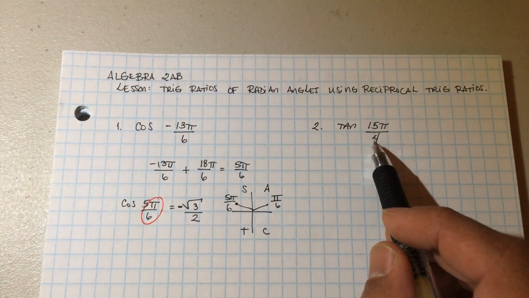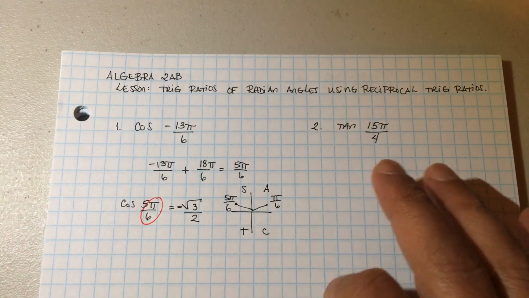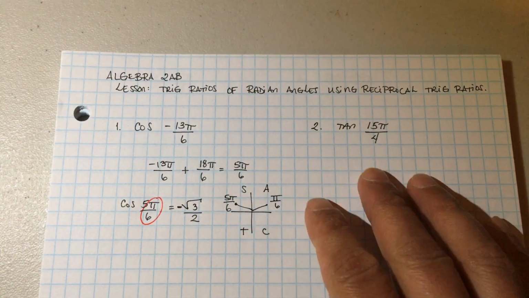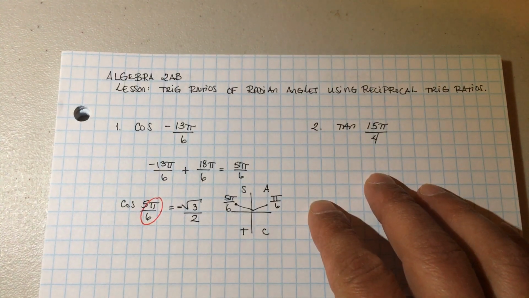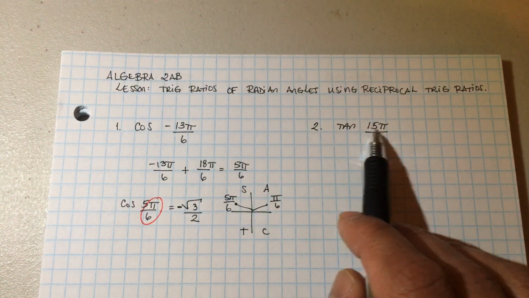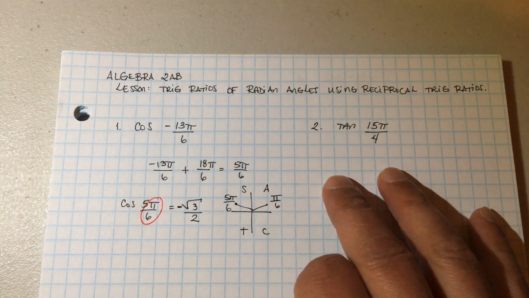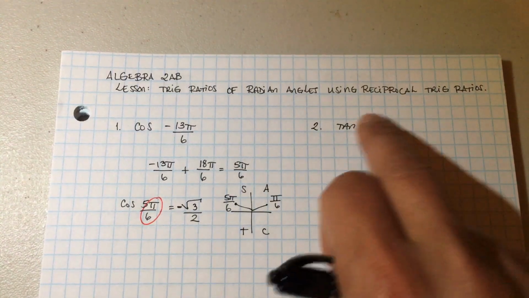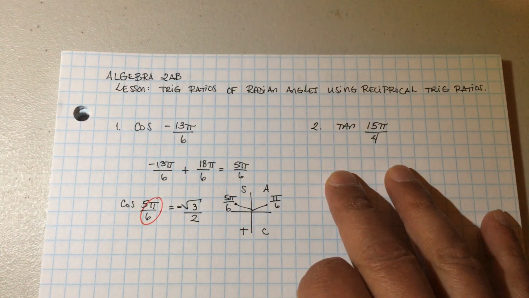How many times does 4 go into 15? Well, we'll say about 3, right? If we do 4, that's too much. 4 times 4 is 16. And if I bring it back, if I take away, that's going to give me a negative angle. So we're going to use 3. We want to get as close to the 15 as possible without going over. So we're going to use 3, okay?